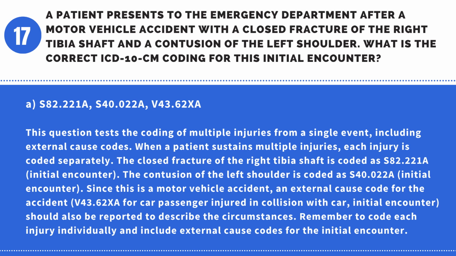The closed fracture of the right tibia shaft is coded as S82.221A, initial encounter. The contusion of the left shoulder is coded as S40.022A, initial encounter. Since this is a motor vehicle accident, an external cause code for the accident, V43.62XA for car passenger injured in collision with car, initial encounter, should also be reported to describe the circumstances. Remember to code each injury individually and include external cause codes for the initial encounter.